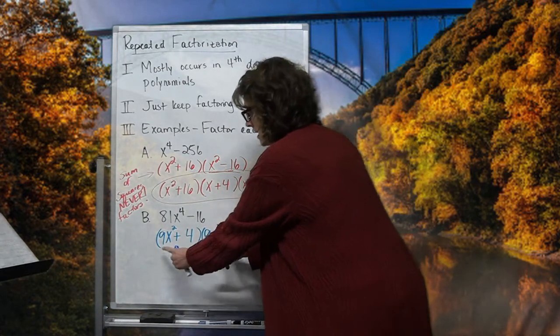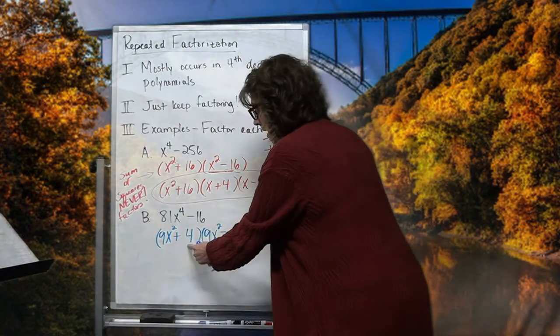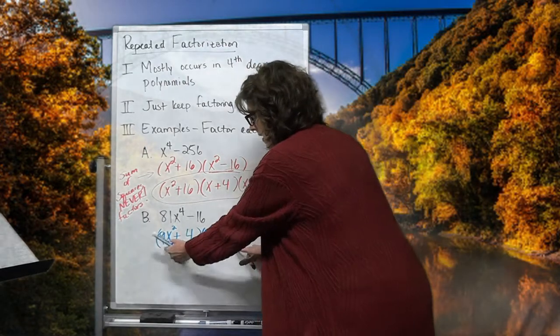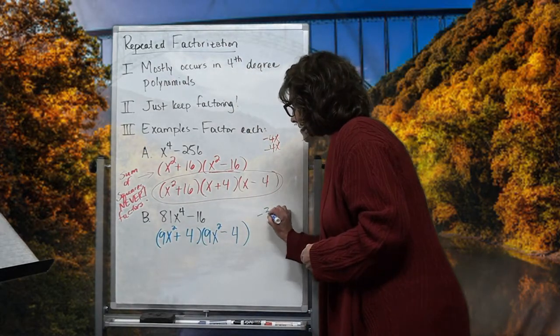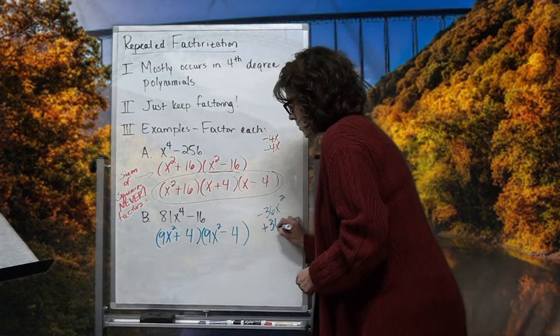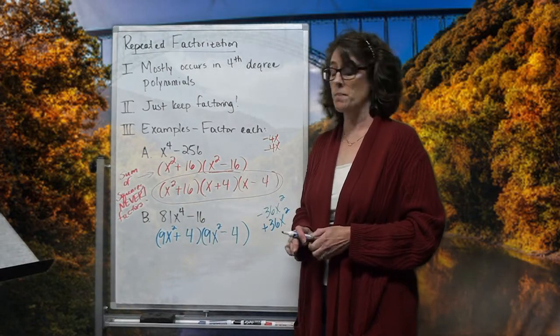Now notice that 9x squared times 9x squared, yes, it is the 81x to the fourth. Positive 4, negative 4, yes, that is a negative 16. And when I check out here, I get a negative 36x squared. And when I check in here, I get a positive 36x squared. They do cancel as I needed them to because there's not a middle term.